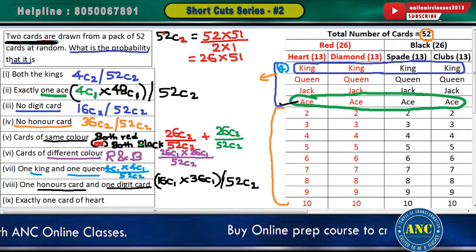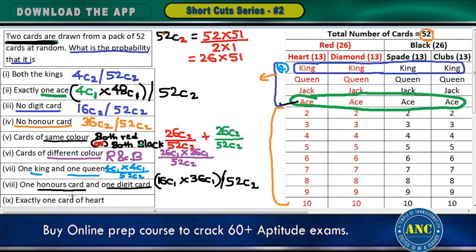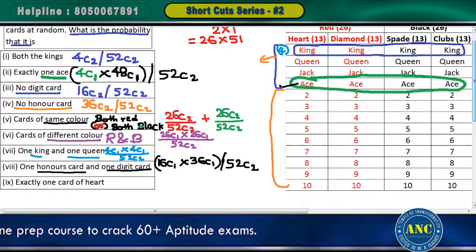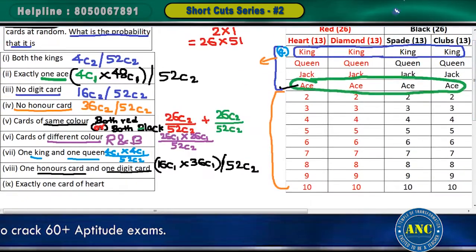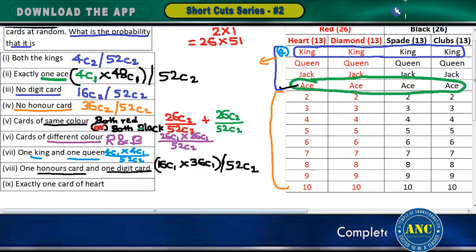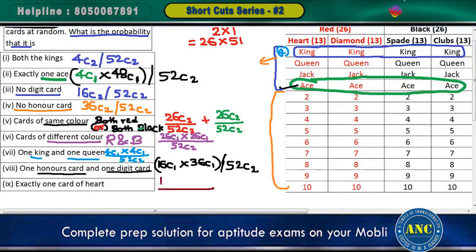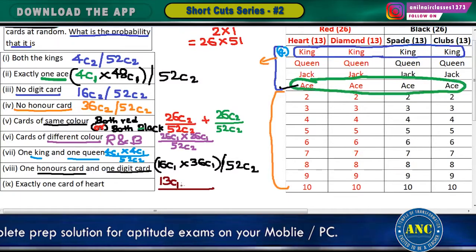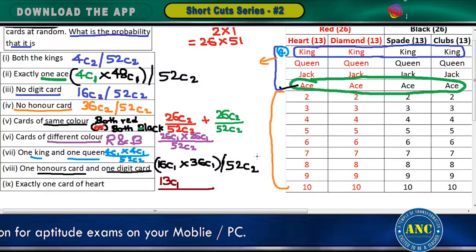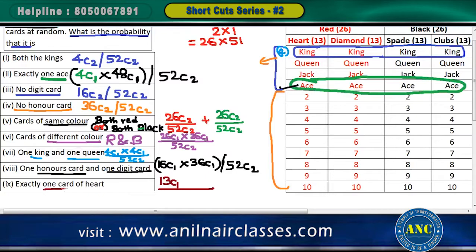And the last question is exactly one card of heart. Now listen to this carefully. Exactly one card of heart. Totally 13 hearts are there. Out of 13 hearts, select any one heart. Now, Aditya, if you listen to my last question, it is exactly similar to my second question. Both are more or less the same. Now see here, exactly one card of heart.